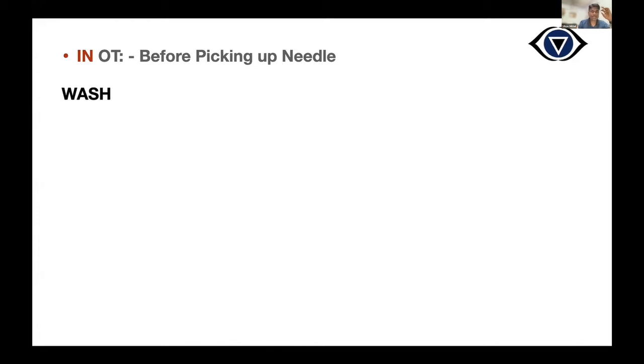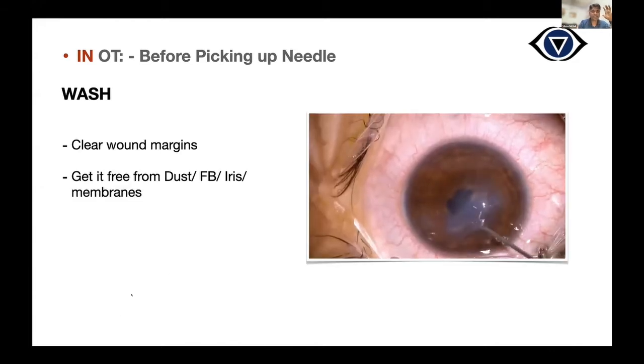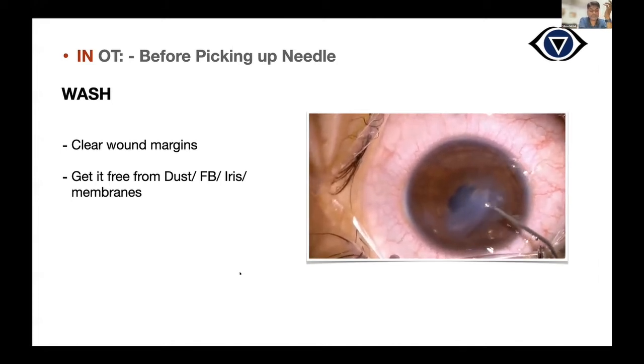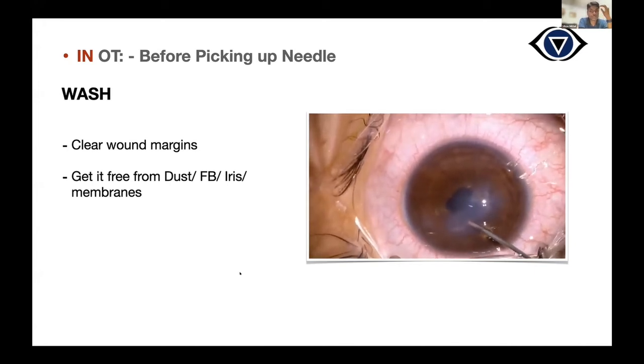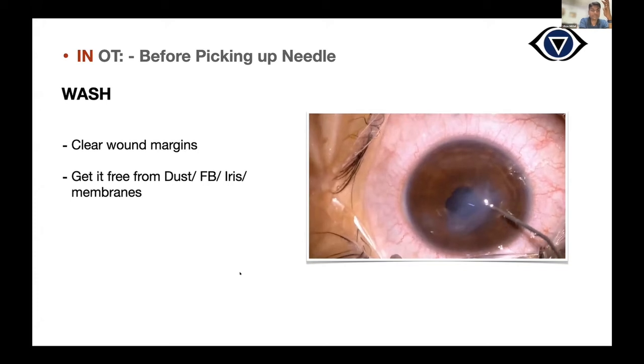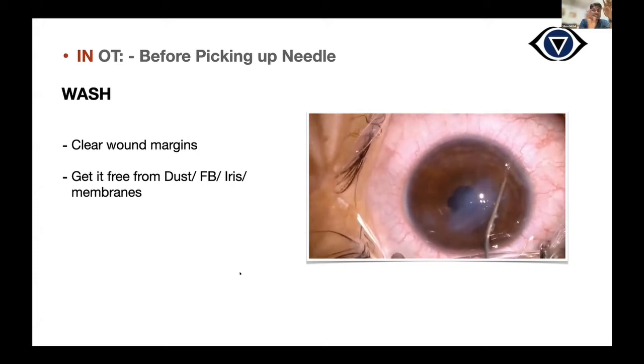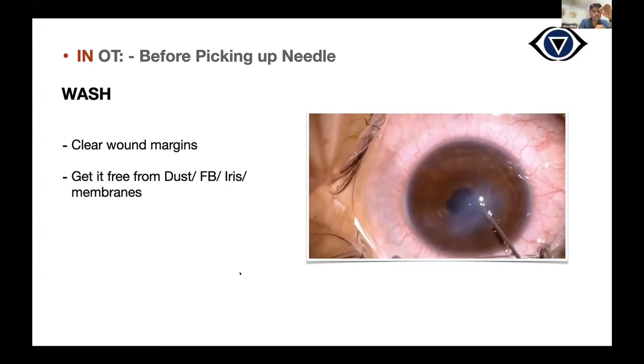Next is wash. Again, wash is very important. Our aim is to clear the wound margins. There can be dust, you can't leave it, it may cause infection. There can be a foreign body there itself, need to remove it. There can be iris, so you need to plan whether you need to remove the iris or reposit the iris, and then there can be membranes, there can be fibrin, so you don't want to leave the membrane there. You need to free these wound margins. So wash is very important. Spend some time to do a good quality wash of the margins.